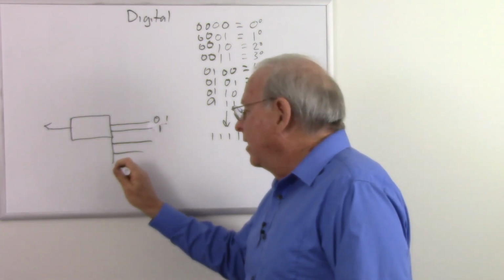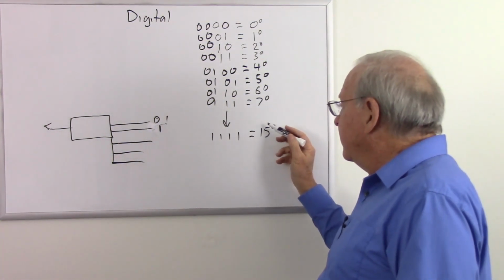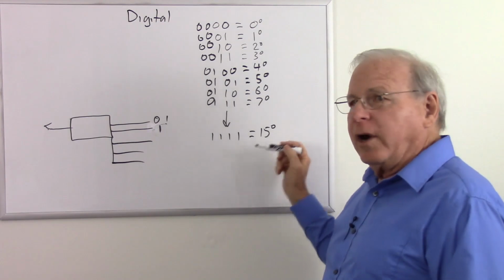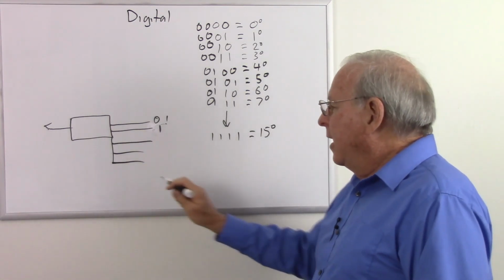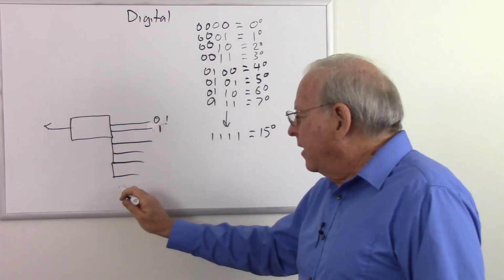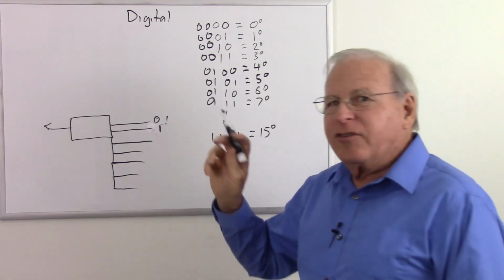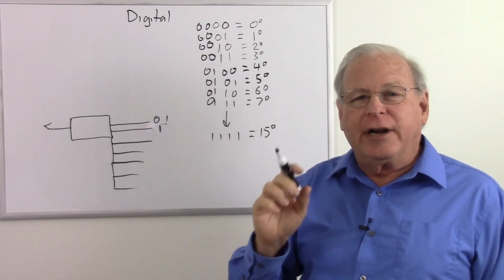Here we go again. So now with a 5th wire, I can get up to 31 degrees. 0 through 31, 32 states. With another wire, I can have up to 63. It'll take yet another wire. 1, 2, 3, 4, 5, 6, 7. That's the right number. 7 wires to get up to 100 degrees.